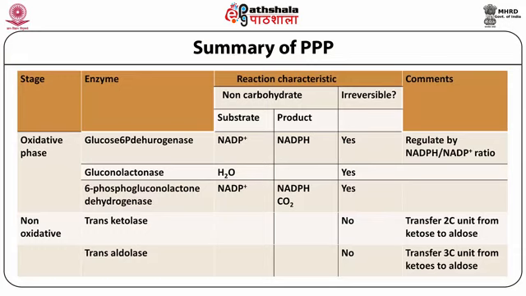As we see, there are two stages of the pentose phosphate pathway: the oxidative phase and the non-oxidative phase. The enzymes of the oxidative phase are glucose 6-phosphate dehydrogenase, 6-phosphogluconolactonase, and 6-phosphogluconate dehydrogenase. And in the non-oxidative phase, the enzymes are transketolase and transaldolase. So students, let us summarize what we have learned in this module.